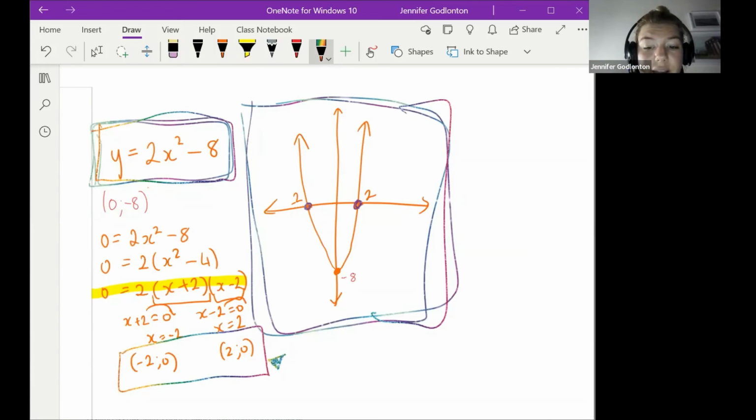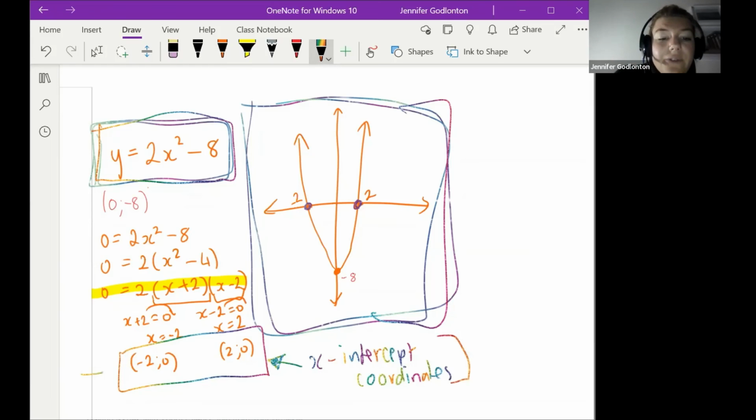If they ask in the question for the x-intercept coordinates, for example, if they say those words in the question, then we have to show these two things in these two brackets. If they ask for the sets of coordinates. If they just ask you to sketch the graph, then this is perfect. Okay, thank you so much, ma'am.